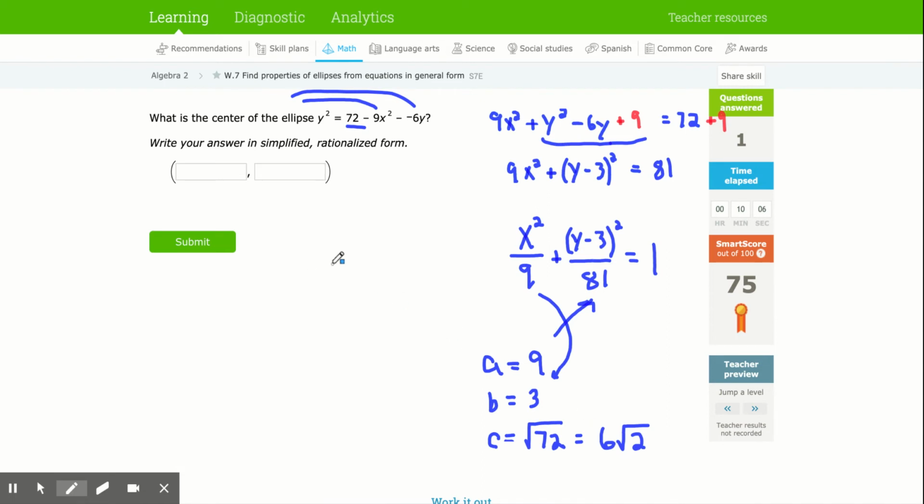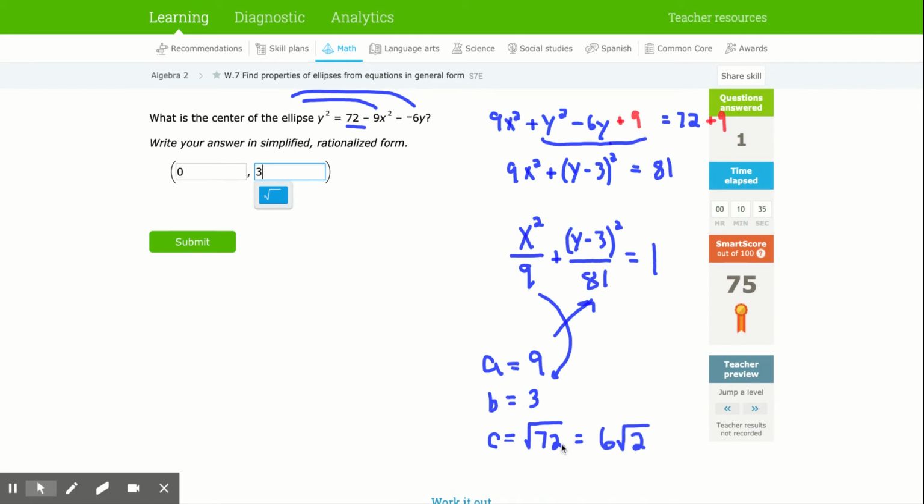I can find the center, which is what this one asks for. The center has a vertical shift of 3 and a horizontal shift of 0. So 0, 3. If I was asked to find the vertices, I would add and subtract 9 from the y value, because this is elongated vertically. It's larger underneath the y. So I'd add and subtract 9 from this 3 to find the vertices. If I was to want the co-vertices, I'd add and subtract 3 from the x value.